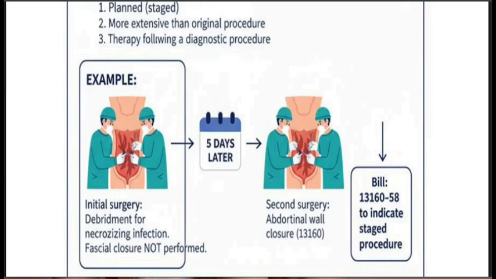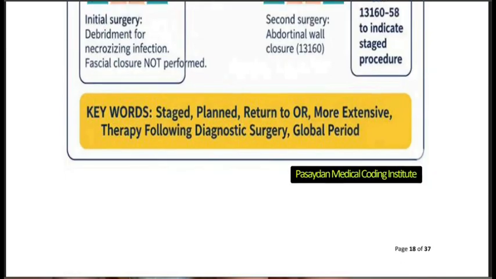An example: initial surgery, debridement for a necrotizing infection, fascial closure not performed, and after 5 days the fascial closure was performed. For the next procedure we have to give the 58 modifier to indicate that the procedure is staged or planned. Keywords: staged, planned, return to OR, more extensive therapy following diagnostic surgery, or global period.